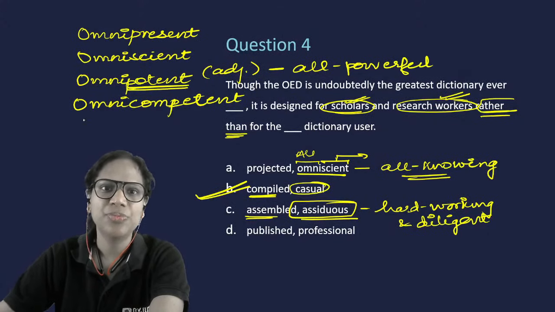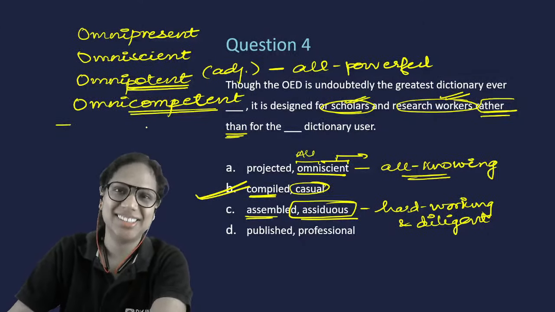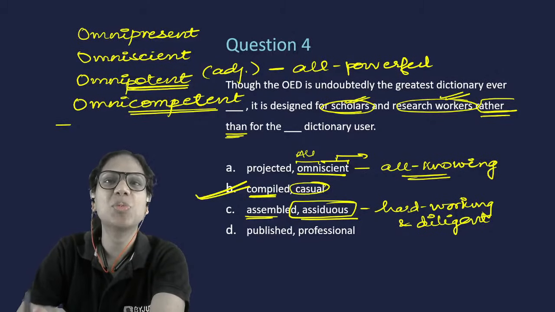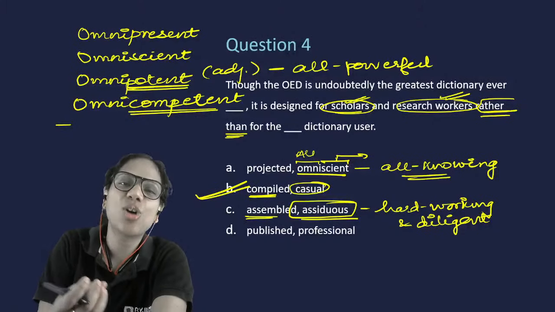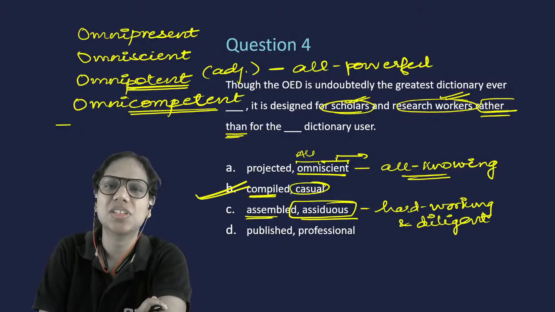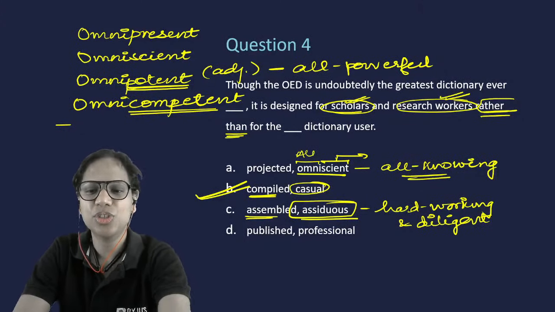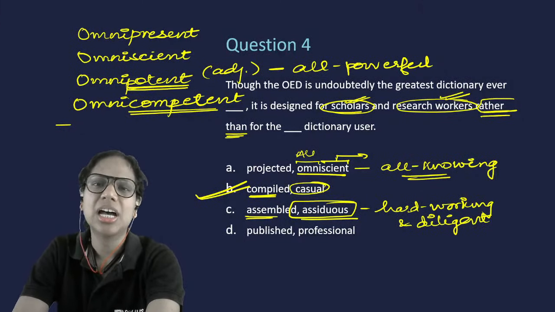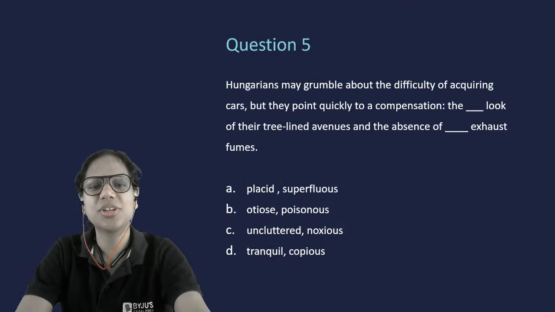Then omnicompetent: someone who is very multi-talented, right? A versatile person who's multi-talented, who can exercise competence in a lot of things. That person is omnicompetent, right? So these are some words, and B is our answer. All right. How about question five?